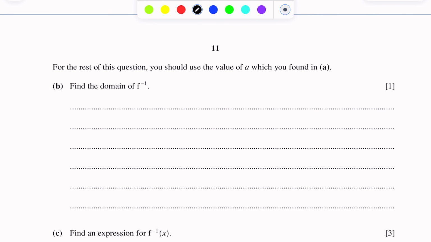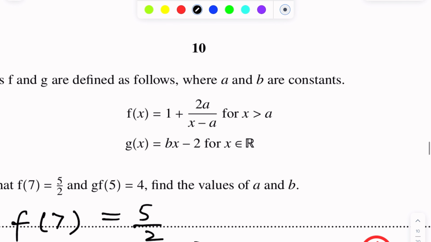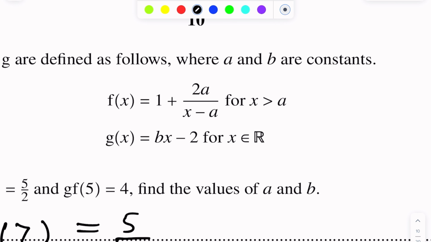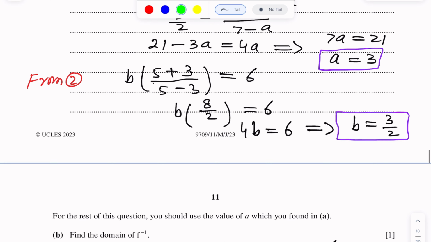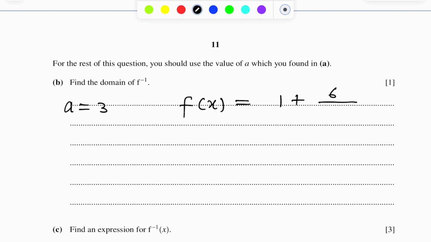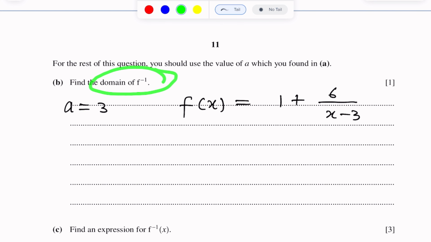The function f(x) will become, when a is equal to 3, the function f(x) given in the start of the question, that is 1 plus 2a over x minus a. We are putting the value of a. Here we get the function is 1 plus 6 over x minus 3. Now we have to find the domain of f inverse.